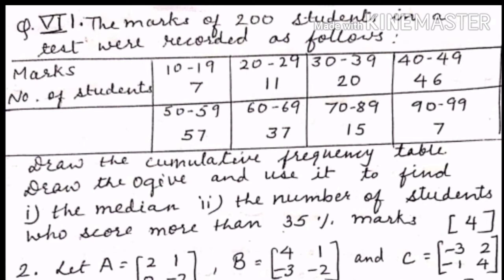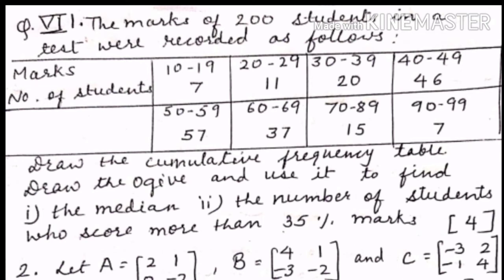For this, you know, formula is n by 2. Some students are using n plus 1 by 2, but that is not correct. For drawing ogive, strictly we are using n by 2 formula, and by n by 2 whatever the value you get, you have to draw accordingly in your graph.